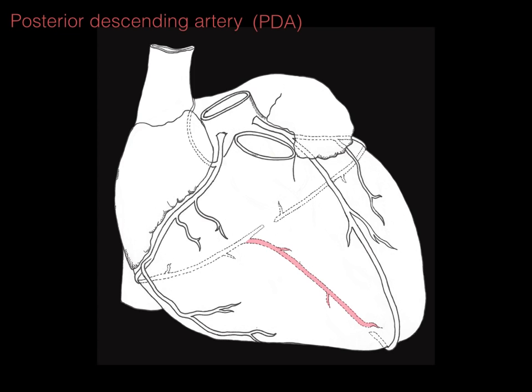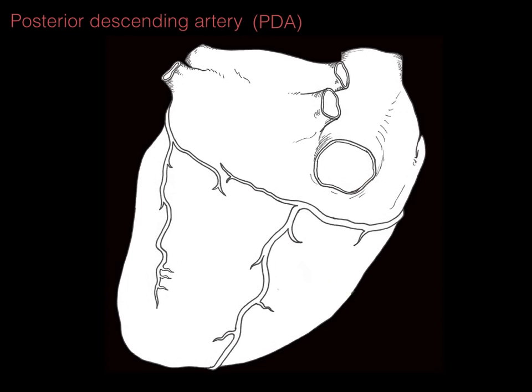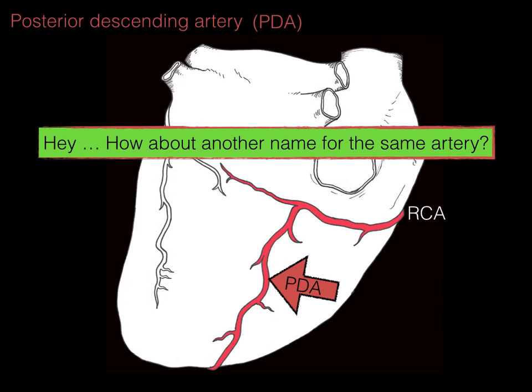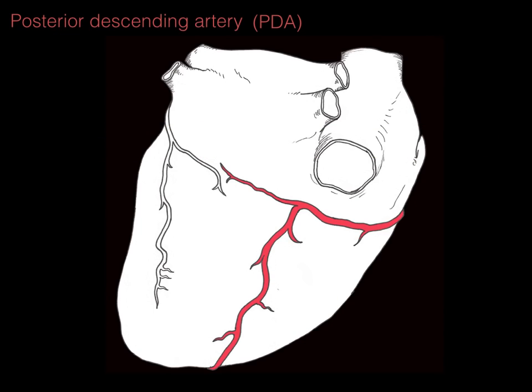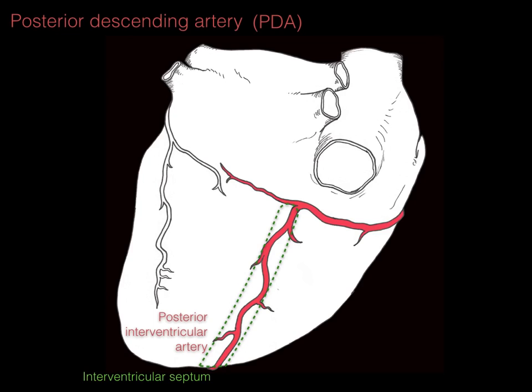Now we're going to turn the heart around so we see the back side, and there's the right coronary artery, and arising off of that is the posterior descending artery. How about another name for the same artery? Well, along this, we have the interventricular septum. It is a septum of myocardium between the left and right ventricles. Because of that, we also call this artery the posterior interventricular artery.